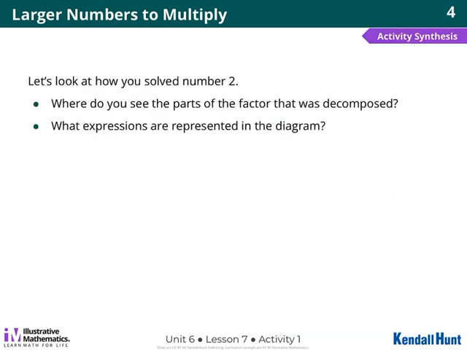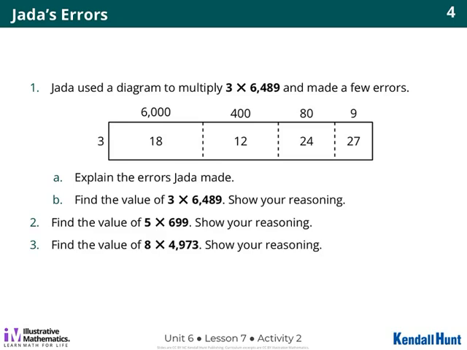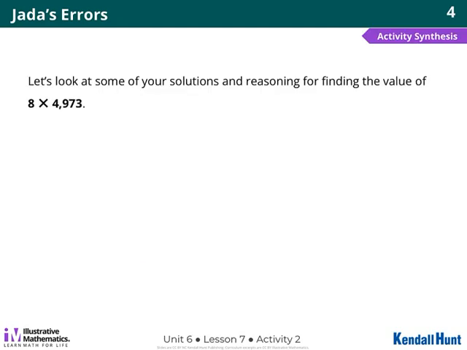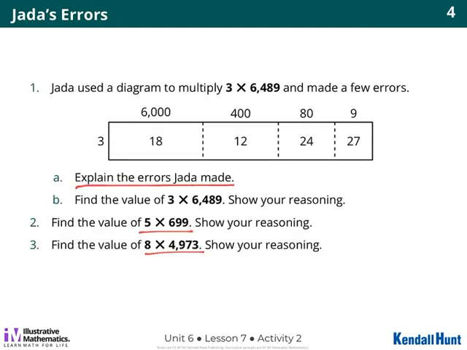Okay, activity 2. So that was our synthesis. Activity 2, you're looking at and analyzing. Jada made some errors. You're going to have to explain the errors she made. Then you're going to do some problems. That's it. We'll meet back here in 10-ish minutes.